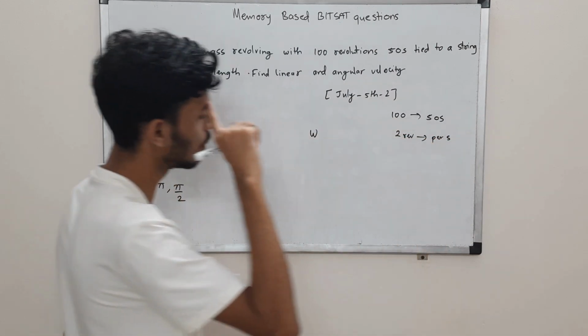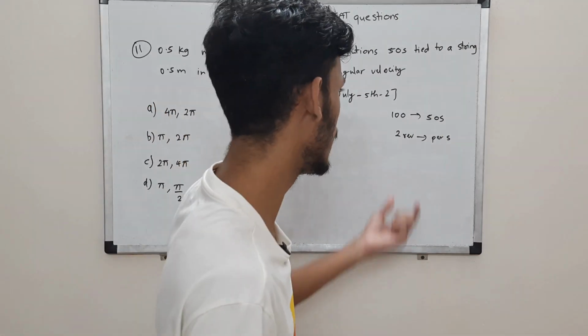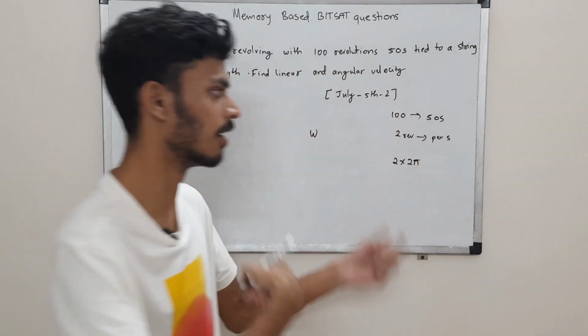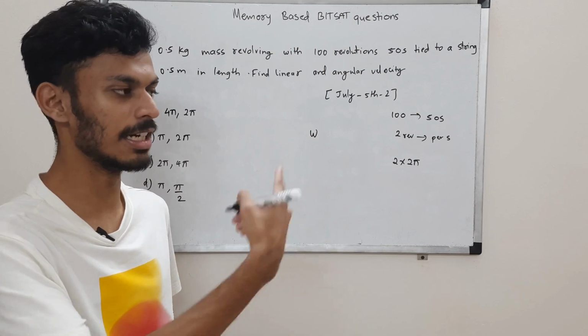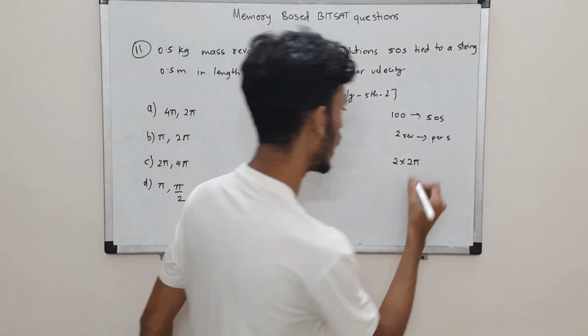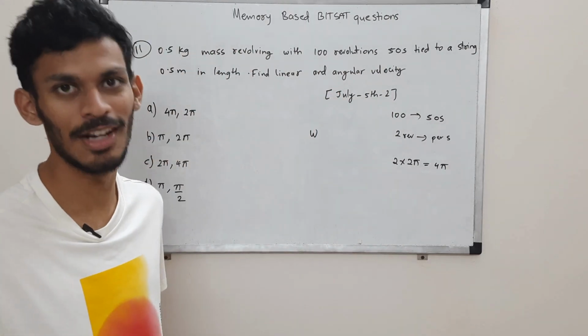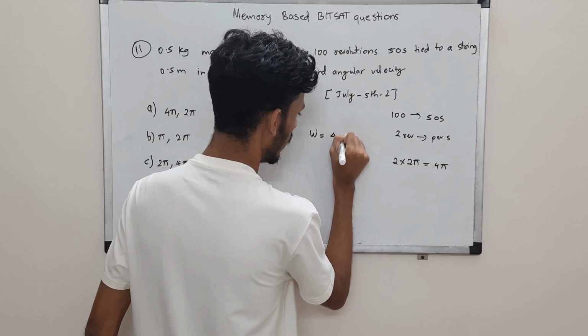Right, so it is making 2 revolutions per second. So what is the angle covered in each second? If you see, 2 revolutions mean 2 into 2 pi, right? In one revolution the angle is 2 pi, 360 degrees or 2 pi. So the total angle in radians is 4 pi. So it is covering 4 pi in 1 second. That is the angular speed, right? 4 pi radians.